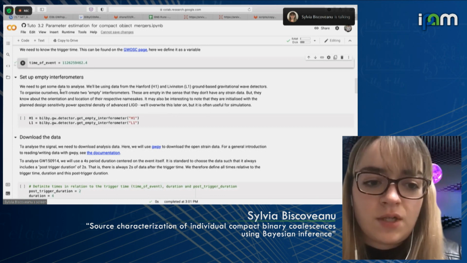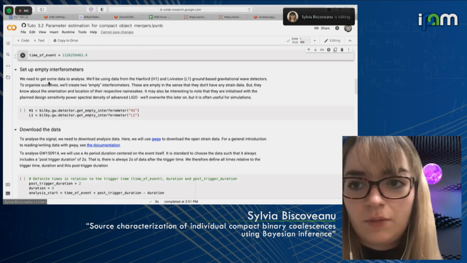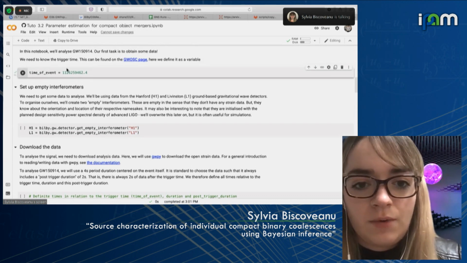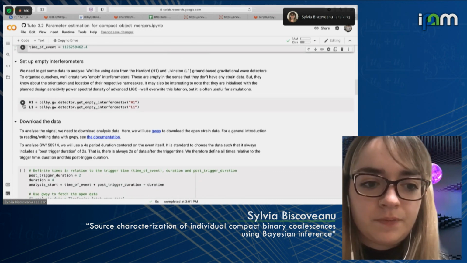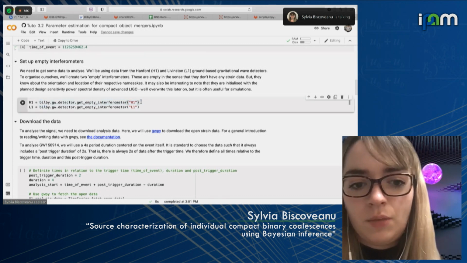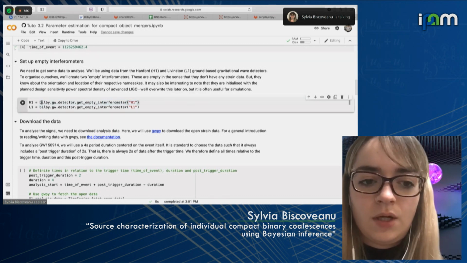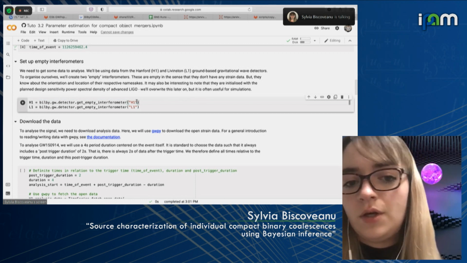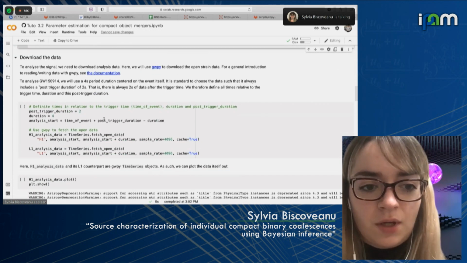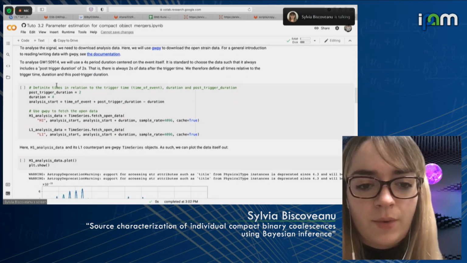So first we need to know the time of the event. This we just take from the GWOSC website, the Gravitational-Wave Open Science Center. And so Bilby has these objects. Again, it's object-oriented and modular. So you can initialize these interferometer objects that have the geometric properties of the Hanford and Livingston detectors. We do that here, and then we need to grab our data.